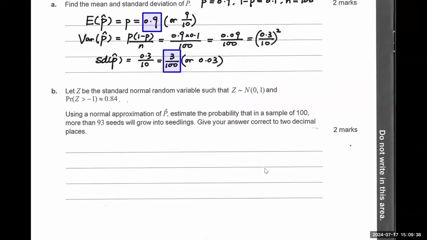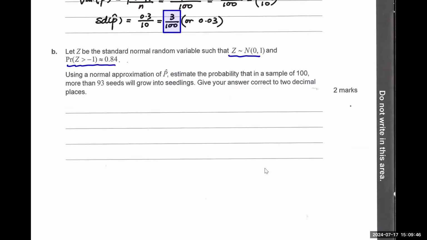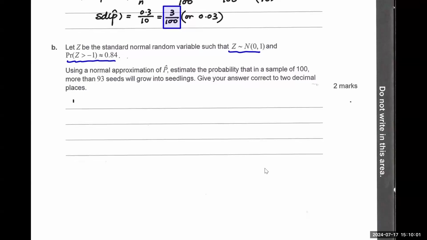Let z be the standard normal random variable such that z is normal 0, 1, and the probability z greater than -1 is 0.84. Using the normal approximation of p hat, estimate the probability that in a sample of 100, more than 93 seeds will grow into seedlings. Give your answer correct to 2 decimal places. First of all, translating the sentence, this is p hat more than 93 out of 100, okay? Because it's given by x divided by n here. x is 93 and n is 100.